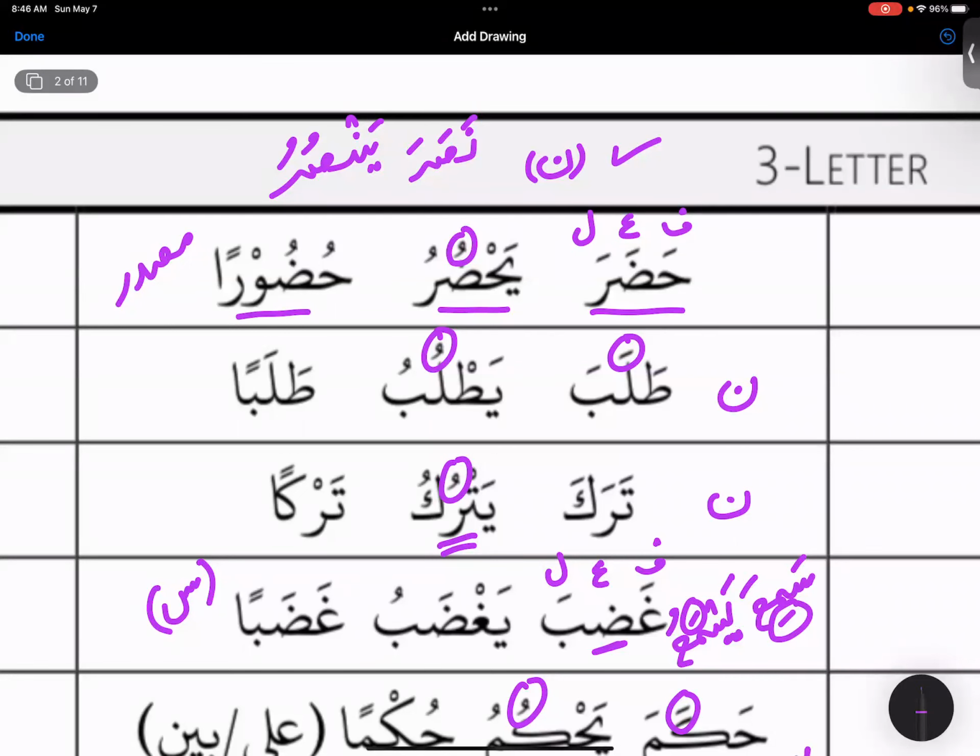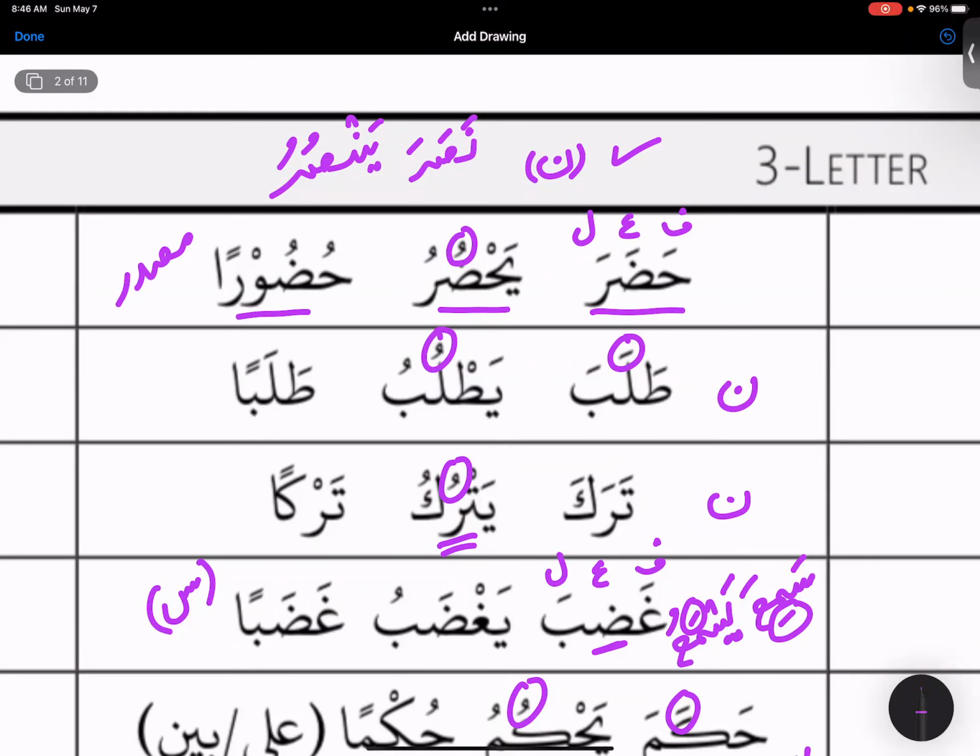Presence. Hudur. He is present. He was present. Yeah, he was present. Not "he presented." "He is present" would be present tense. So we can say he was present, and Yahduru, he is present, or he will then be present. Hudurun would be the presence.